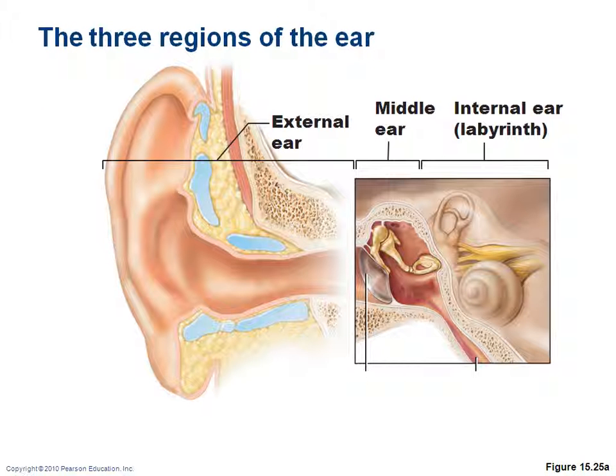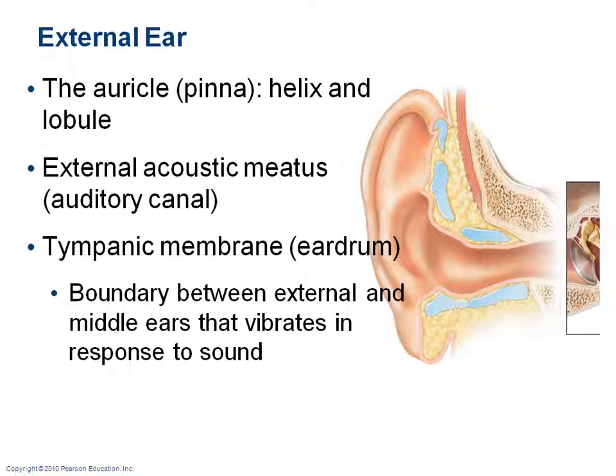So here's a picture of the regions of your ear from your book. I'm not going to write on this because it pretty much tells you what you need to know. External ear, middle ear, and the internal or the labyrinth of the inside. And we're going to look at where this is located because it's kind of interesting. The first part here, the auricle, the pinna, this is the helix and the lobule.